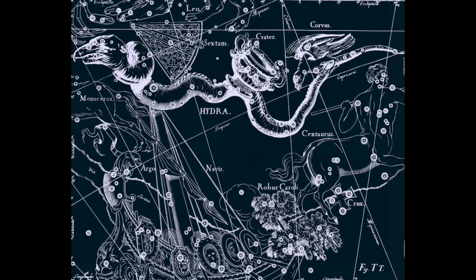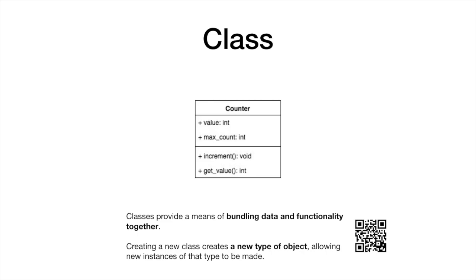A constellation is an idealized form that binds together a group of stars in the night sky. Likewise, a class is an idealization that binds together a set of functions and variables. For instance, a class counter may bring together a variable value, a function increment, and a function get value. Variable value stores the current count. Function increment increases by one unit the value of the counter. Function get value returns the current count.